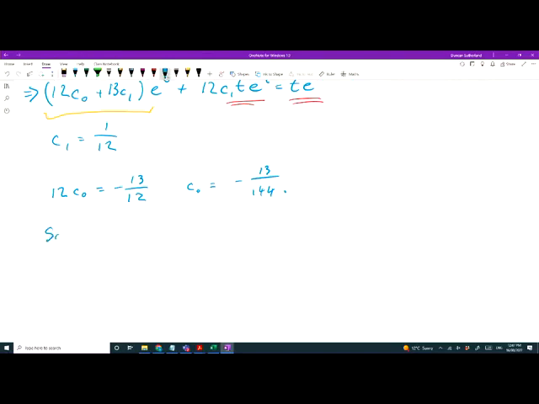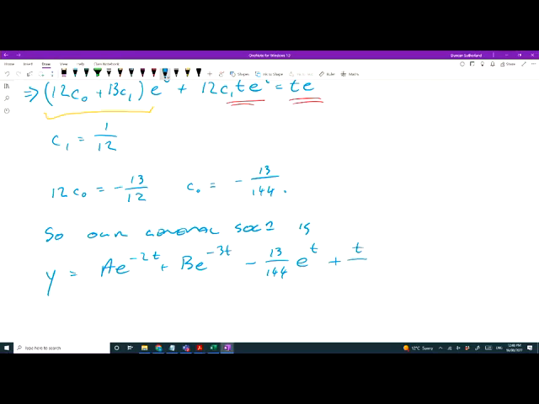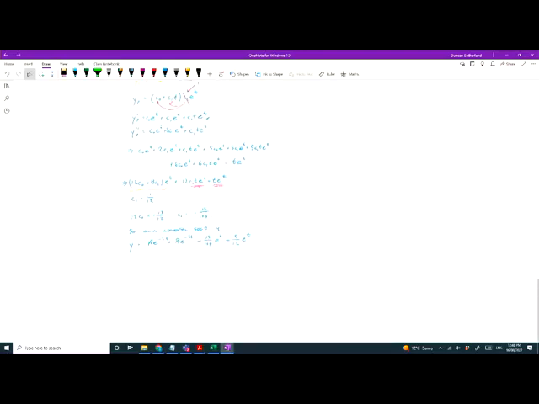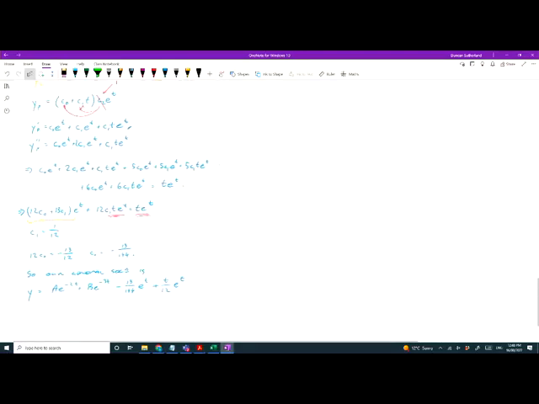So our general solution is minus 13 over 144 e to the t plus t on 12 e to the t. Alright, when we substitute back into our original guess for yp.